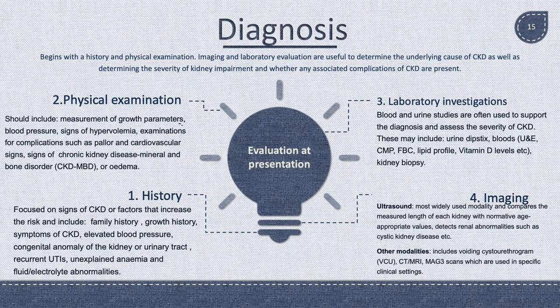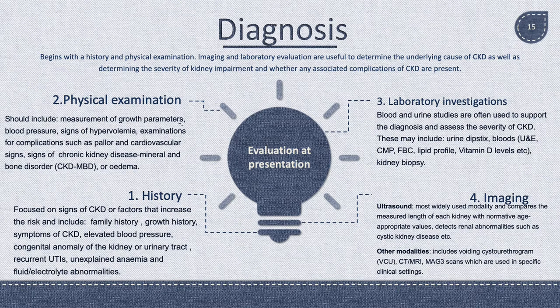In terms of making the diagnosis of CKD, we follow the usual process of history and physical examination. This can then be further supplemented with laboratory evaluation and imaging, which is useful to determine the underlying cause of CKD, as well as the severity of the kidney impairment, and whether or not the complications of CKD are present. Starting with history, the history is focused toward the signs of CKD or factors that may increase one's risk of CKD, which includes a family history, a growth history, symptoms of CKD, including elevated blood pressure, congenital abnormalities of the kidney or urinary tract, which may be known, recurrent UTIs, and then unexplained anemia and fluid and electrolyte abnormalities.